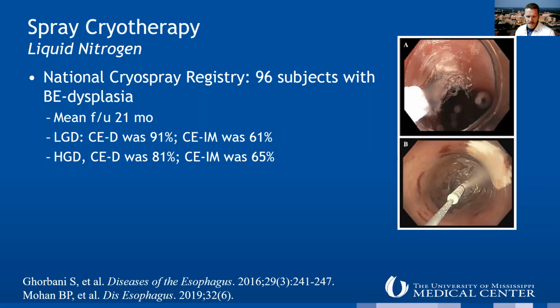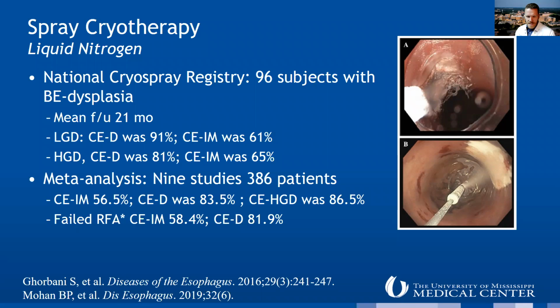So some more papers. There's a National Cryospray Registry, which is a voluntary registry. They have 96 subjects pooled in this publication with a mean follow-up of just under 2 years. Low-grade dysplasia eliminated in 91%, high-grade dysplasia eliminated completely in 80%, with about a 60% eradication of Barrett's. A meta-analysis of 386 patients over 9 studies has a similar type of outcomes, 86% elimination or eradication of high-grade dysplasia.